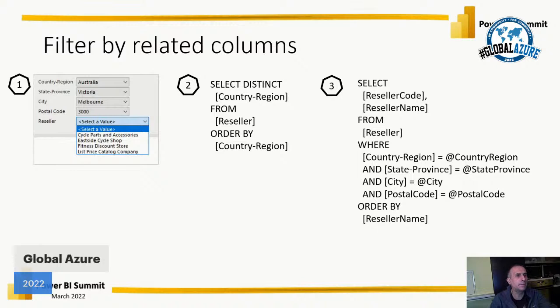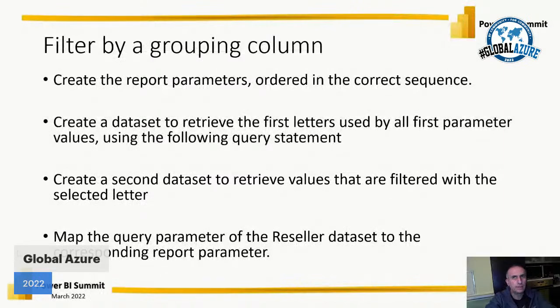You see here country region, state, province, city, postal code, and we ordered everything by the last parameter. The second approach is filtering by a grouping column. In this case, we again have report parameters ordered in the correct sequence, and we are creating a data set where we retrieve values grouped by specific parameters. For example, grouped by first letters.